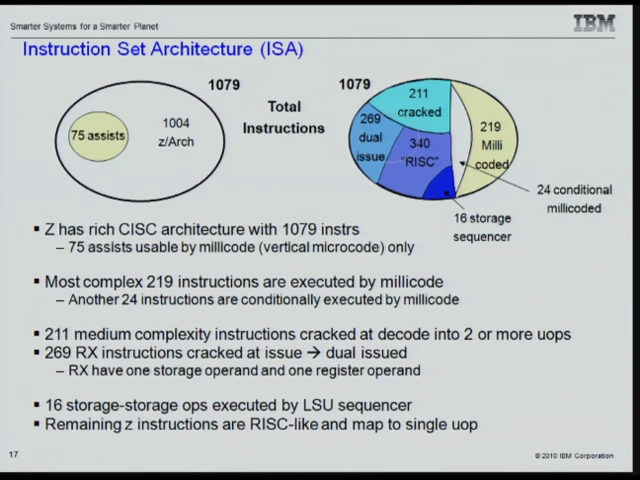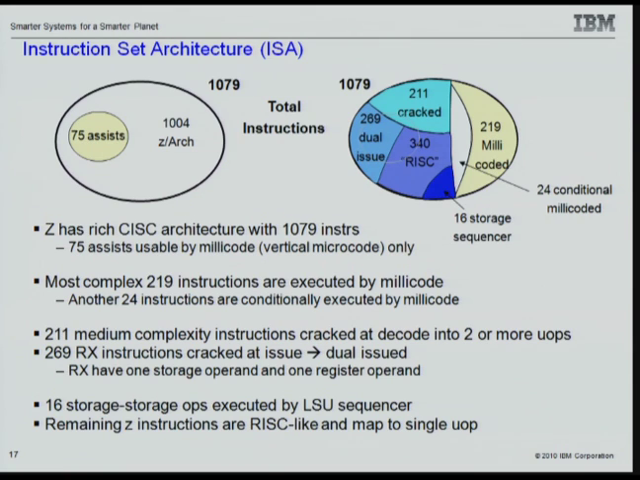1,004 can be directly executed by the program. There are 75 instructions which can only be executed by millicode, vertical microcode. The most complicated instructions, of which there are 219, are executed by millicode. And these instructions can take anywhere from 10 to thousands of cycles to execute.